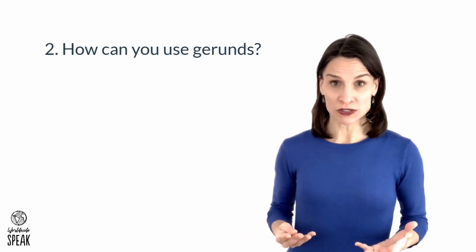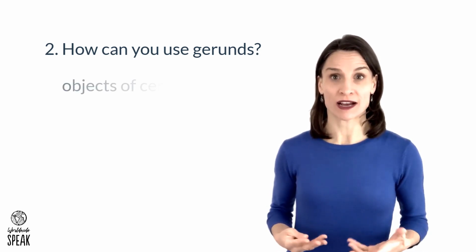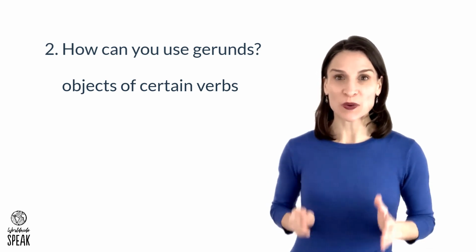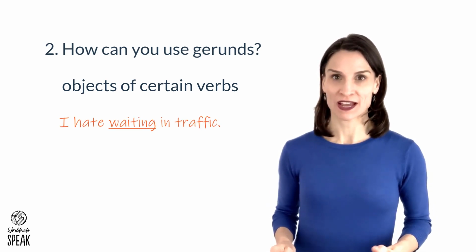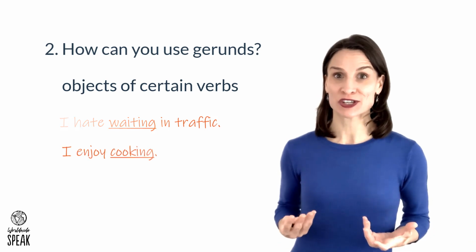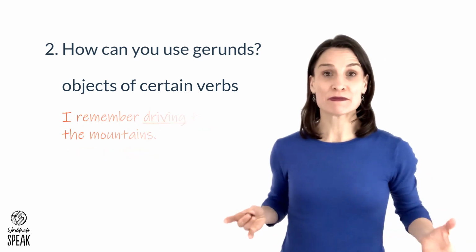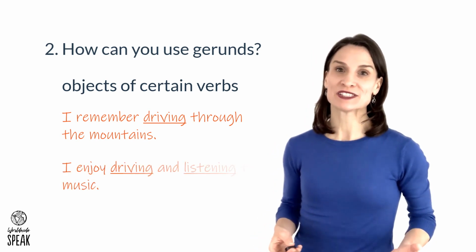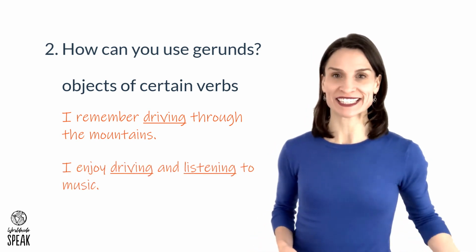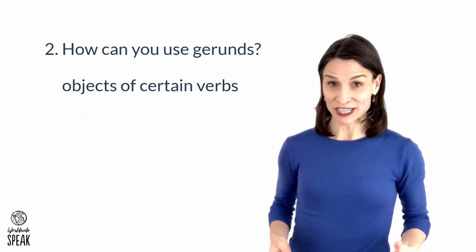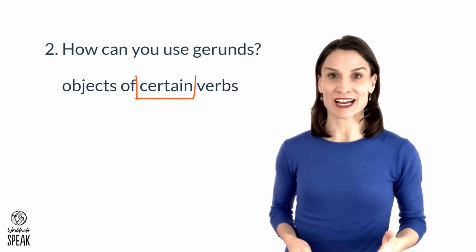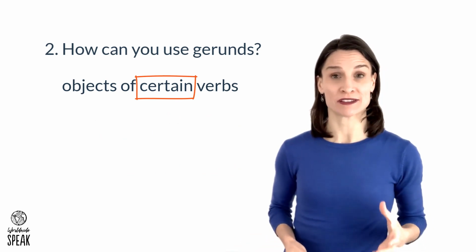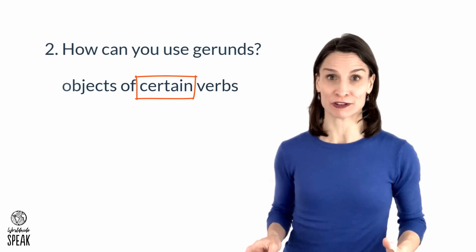So we can also use gerunds as objects of certain verbs. For example, I hate waiting in traffic, or I enjoy cooking. I remember driving through the mountains. I enjoy driving and listening to music. Unfortunately, we can't use the gerund as an object of every verb. We can use gerunds as objects of many verbs, but not every verb.